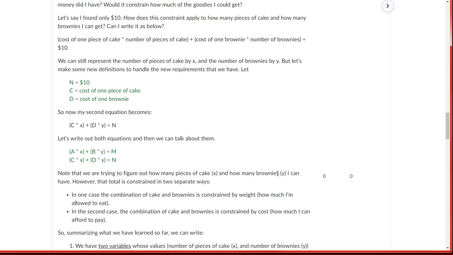So solving a pair of equations enables us to deal with two variables. If we want to deal with more variables, we'll have a set of 3, 4, 5, whatever number of equations that we want.